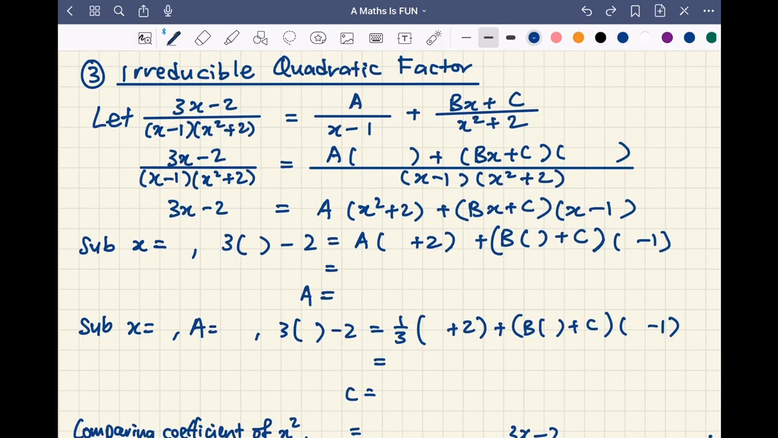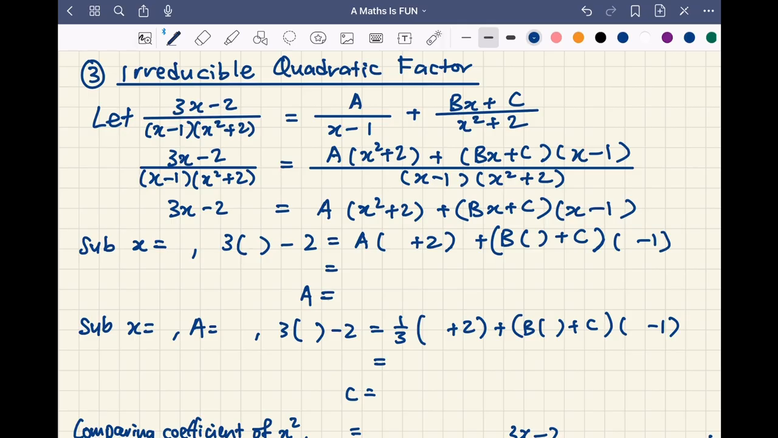So for the case of irreducible quadratic factor, we set it up as a over x minus 1 plus bx plus c over x squared plus 2. So for the first fraction, notice that the denominator doesn't have x squared plus 2, so we multiply x squared plus 2 in numerator and denominator. For the second fraction, we don't have x minus 1 in the denominator, so we multiply x minus 1 in numerator and denominator, right?